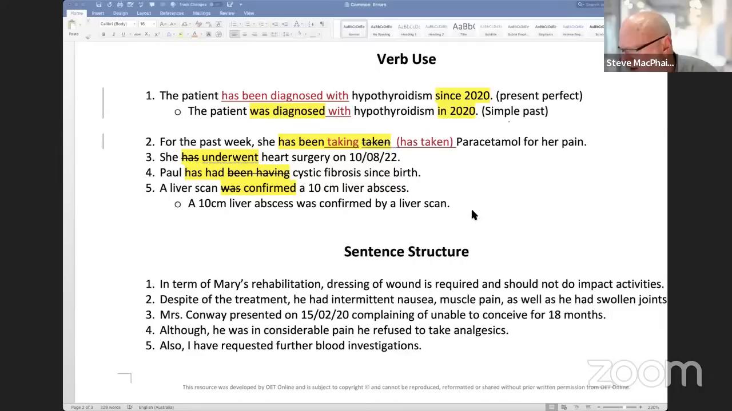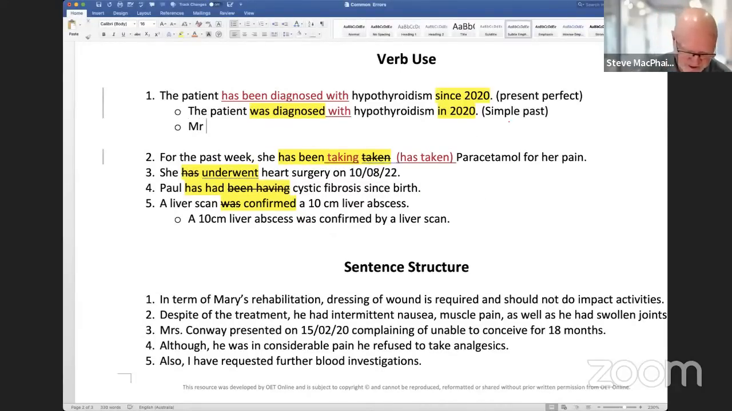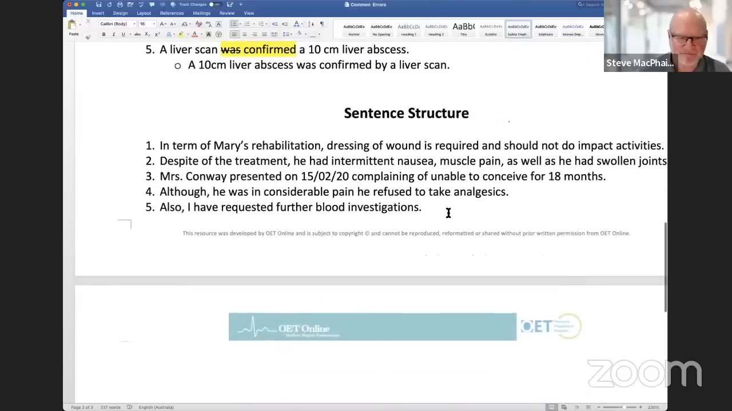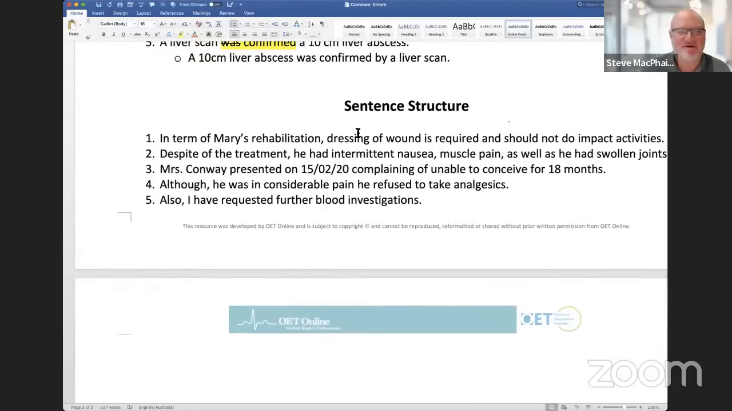Someone asked, Victor says, can we say diagnosed of? No, Victor, diagnosed with. You're mixing up with the patient has a diagnosis of. I'll show you that one. Mr. X has a diagnosis of hypothyroidism. So you can see the difference with the noun, diagnosis of, with the verb, diagnosed with. Vocabulary building. All right, let's have a look at sentence structure, everyone.